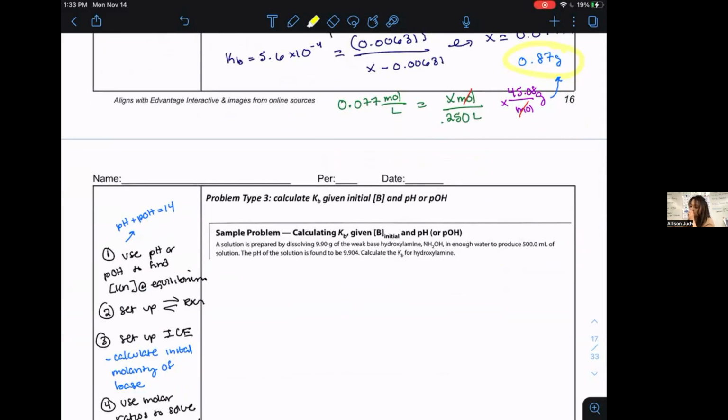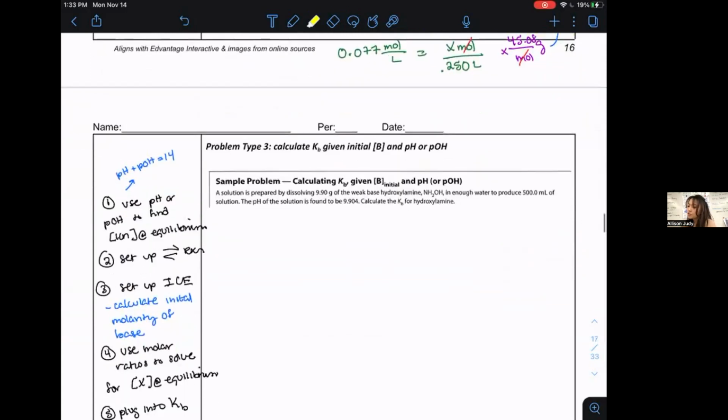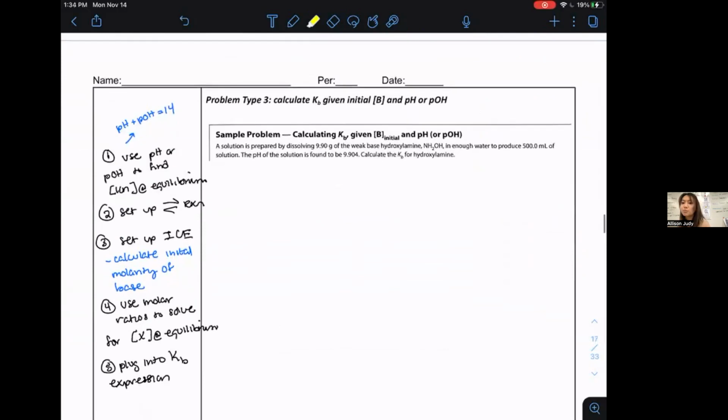So again, this is like your dream problem because it's just plug and chug. There's no algebra really, no algebraic variable. It's just figure out the numbers, plug it in, do the math. So for this problem, you were given a solution as prepared, dissolving 9.90 grams of the weak base hydroxylamine in enough water to produce 500 milliliters of the solution. The pH of the solution is found to be 9.904, 3 sig figs.